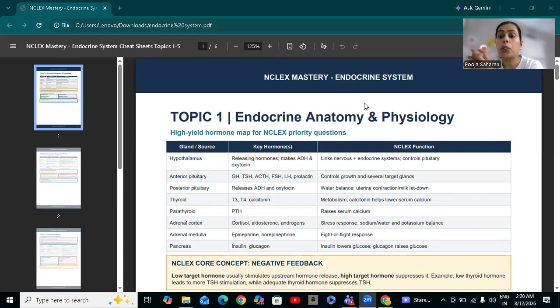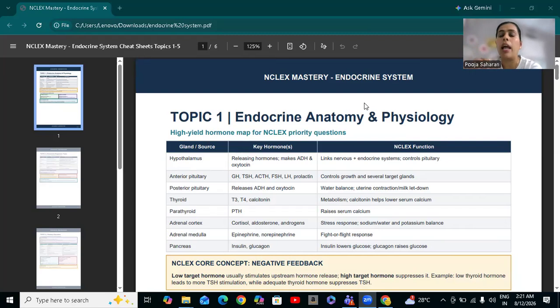The third one is the posterior pituitary. Now we're going to talk about the posterior part, the back portion. The posterior portion releases two hormones, ADH, antidiuretic hormone, and oxytocin. The front part releases so many hormones, but the back portion of the pituitary releases only two hormones. ADH, antidiuretic hormone, for now just remember the name, is also known as vasopressin, and oxytocin. Again, the function is according to the respective hormone.